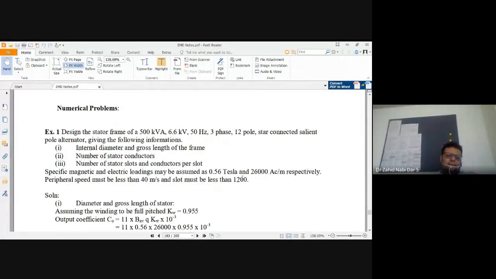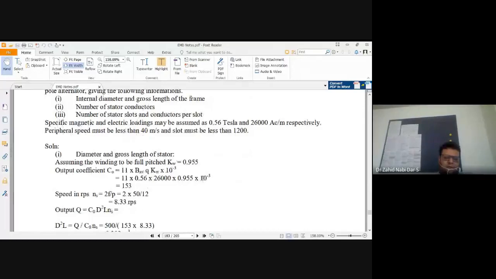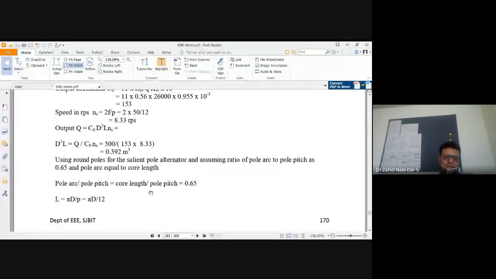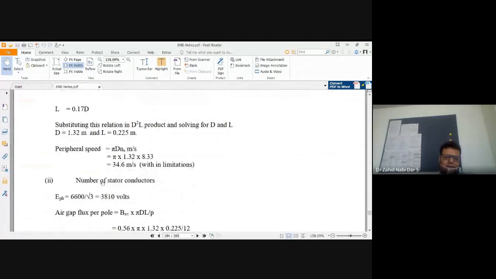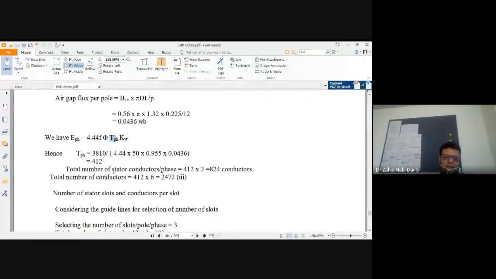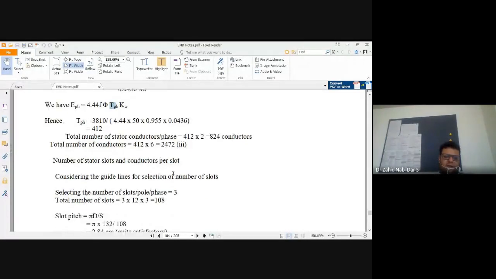Now again we will explain certain points and see how much you have gained. See, till here it is no problem. C naught, substitute, get the value of D square L, everything, the pole arc by pole 0.65, get these values, and the peripheral speed, then the number of turns you get here, everything is fine, and the number of slots and conductors per slot is fine. Now from here, the real design starts.